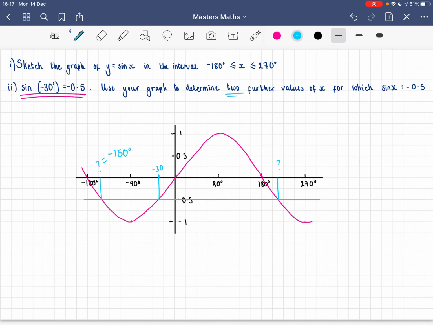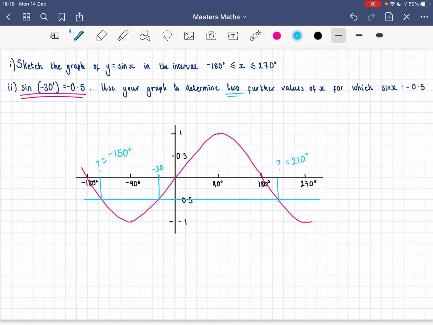The other value, again, the same symmetry. Here's our intercept at the x-axis. It would be 30 more than 180. So it would also give us the same solution when x is 180 plus 30, which is 210 degrees. And we can use the symmetry of the graph, and we can use that technique to find any other values of theta or x, whatever you want to call it, that would give us the same solution when we put them into the function sine x or sine theta or cos x or cos theta.